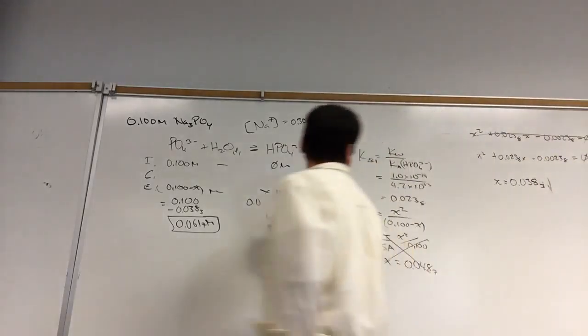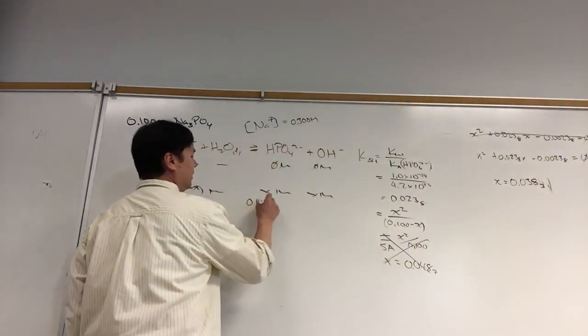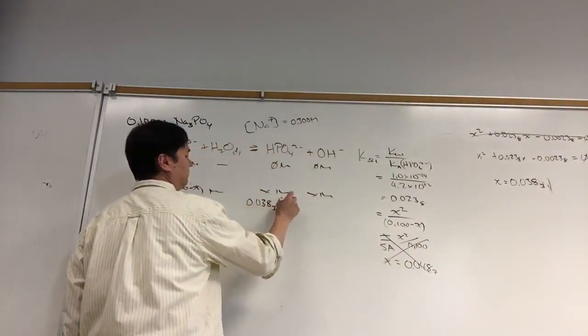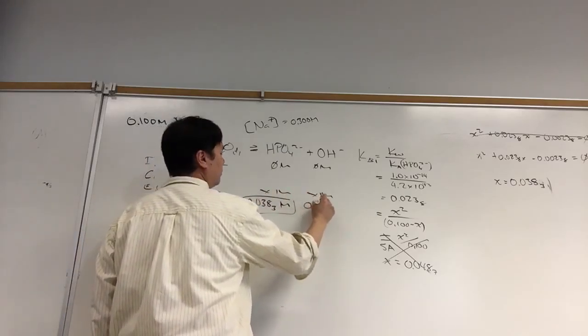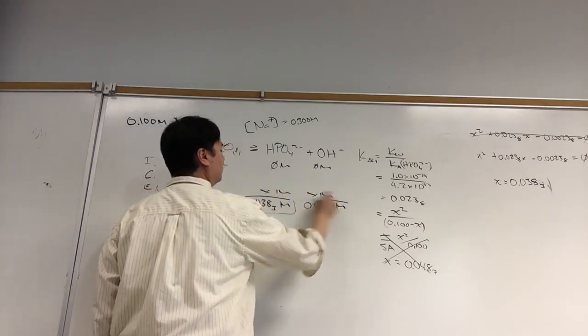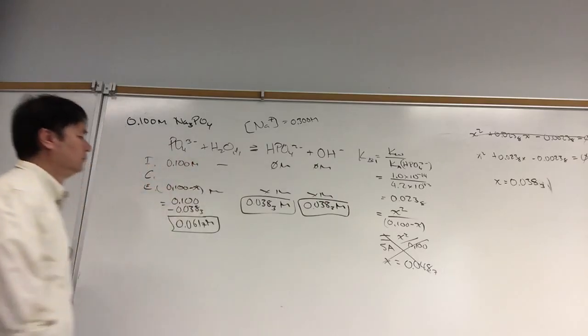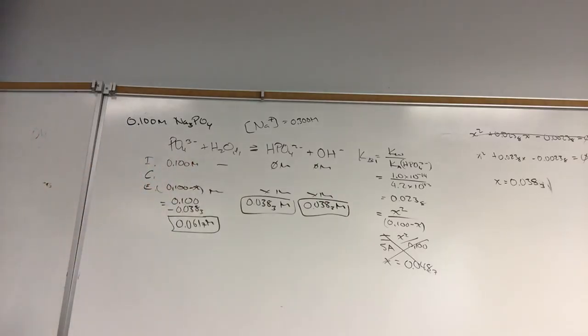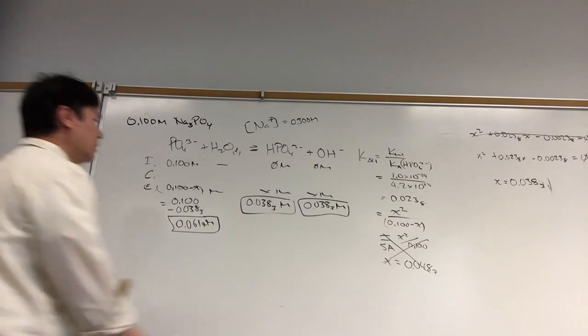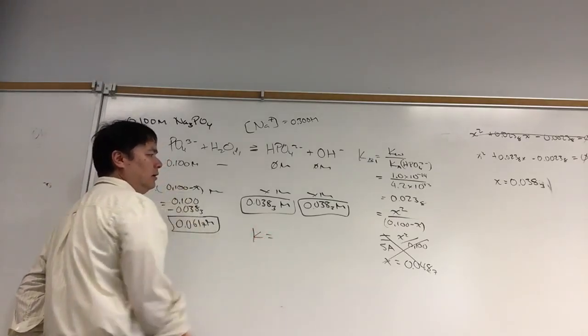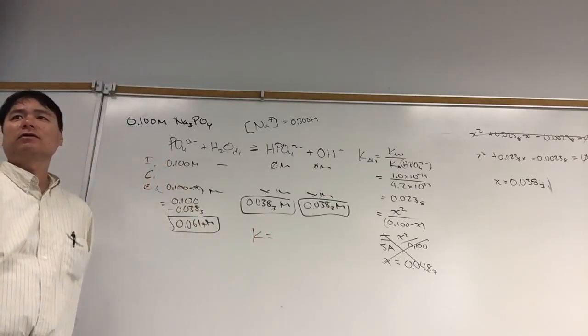All right, 0.0383. That was crazy. Well, you know what? When we do our double check, we can figure out if it's correct or not. So this is the utility of doing the double check. And so we double check the equilibrium concentrations. Do they check out okay?